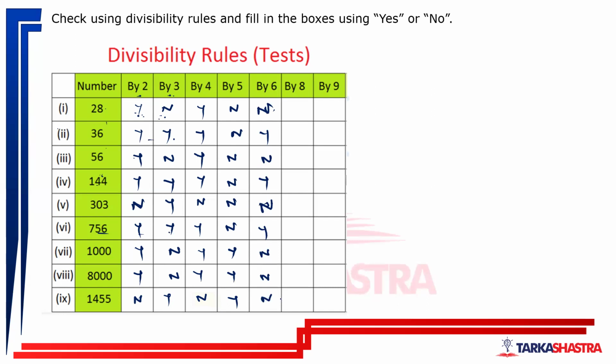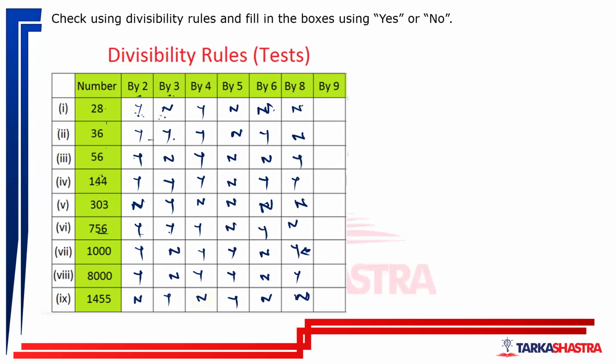As simple as that. Now let us check the divisibility by 8. For 8, we check the last 3 digits. But here the numbers are small, so we will directly check. So 28 divisible by 8, no. 36, no. 56, yes. 144, yes. 303, no. 756, 36, no. 1000, yes. 8000, yes. Many people get confused over here whether this is divisible or not. So yes, it is actually divisible. Then 1455, no.